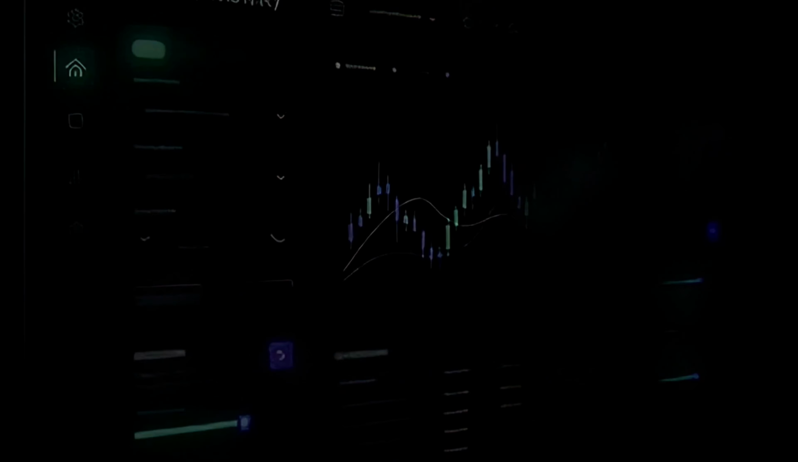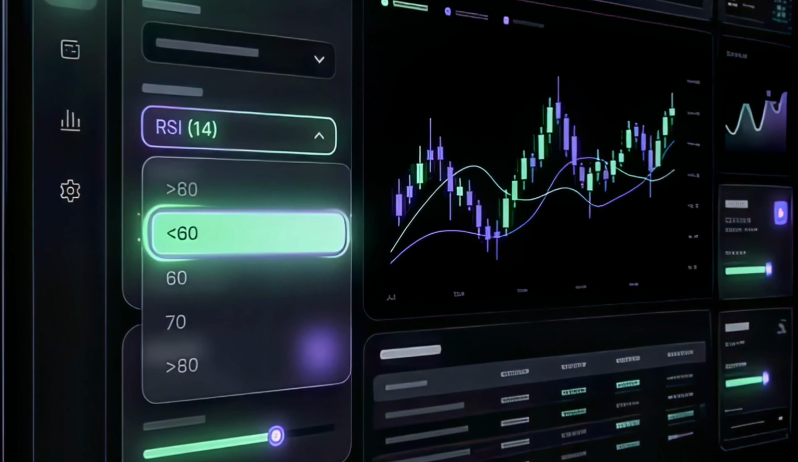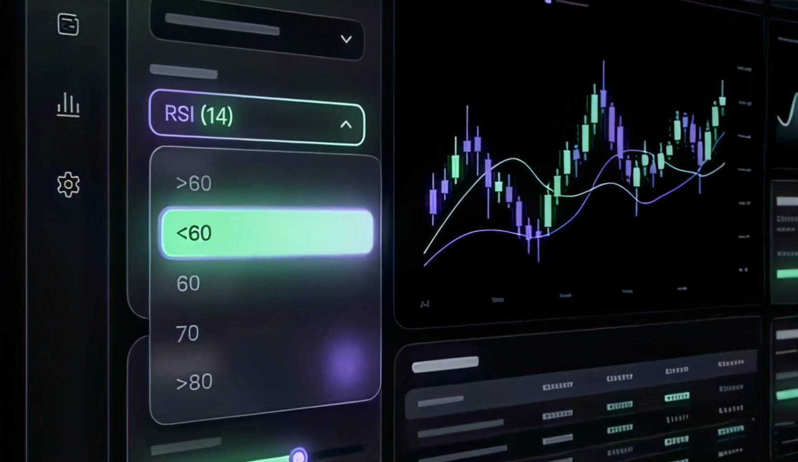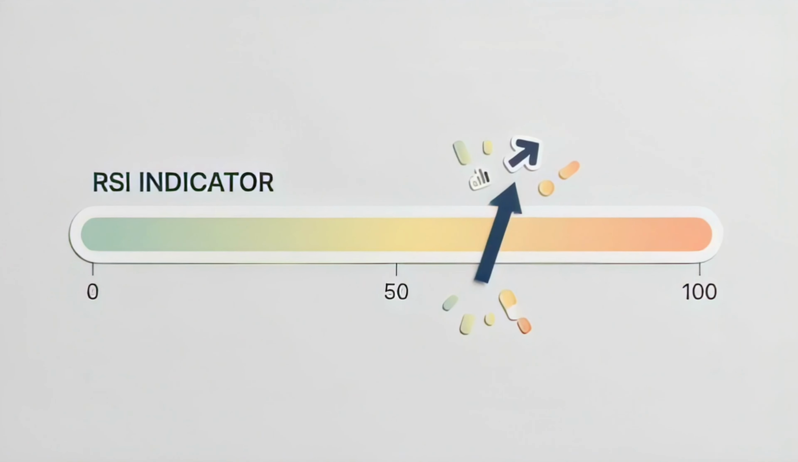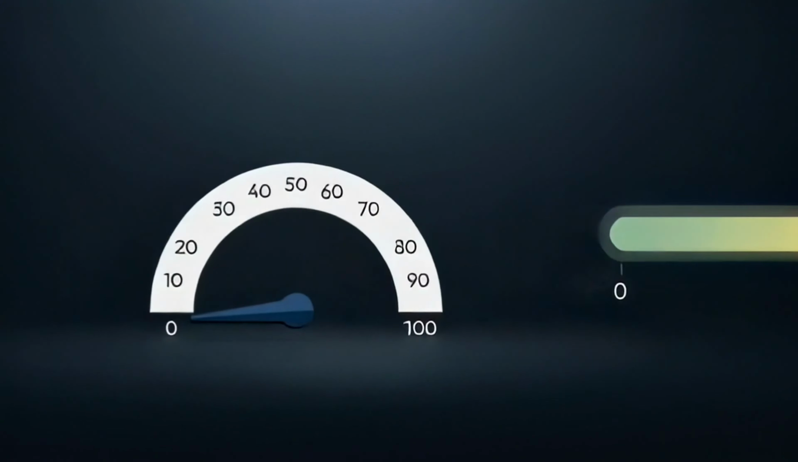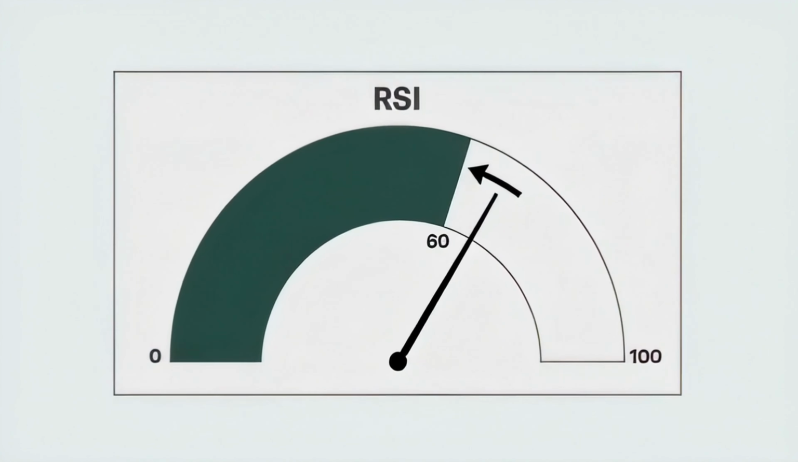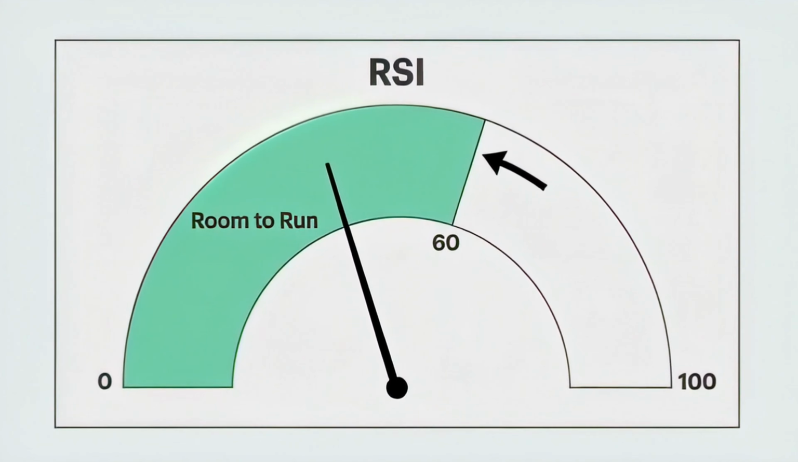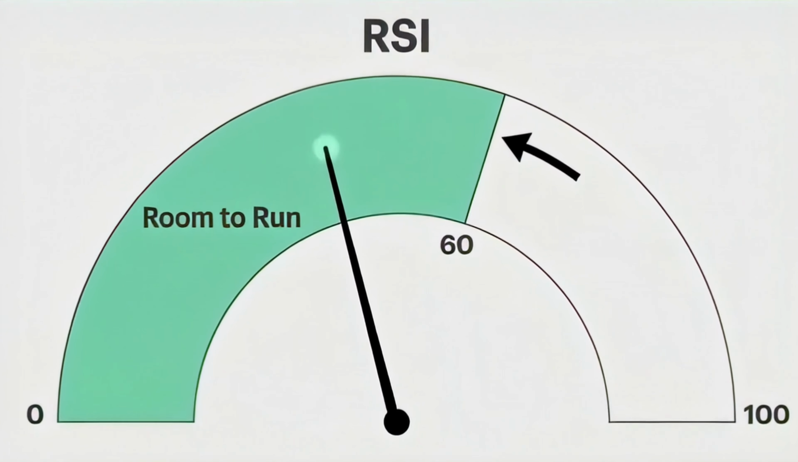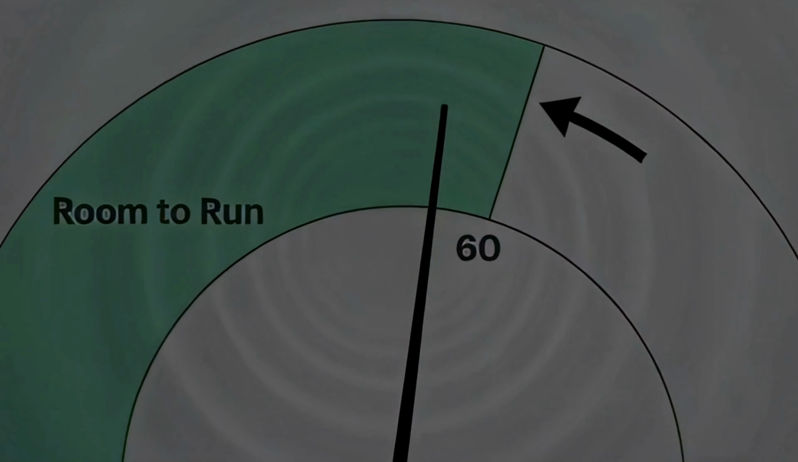So find the relative strength index filter, the 14-period one, and set it to not overbought, less than 60. The relative strength index measures how stretched a move is on a scale of 0 to 100. Above 70, a stock is usually considered overbought and prone to a pullback. By filtering for under 60, you're deliberately asking for stocks that are trending up but have not yet gone parabolic, the ones with room left to run.